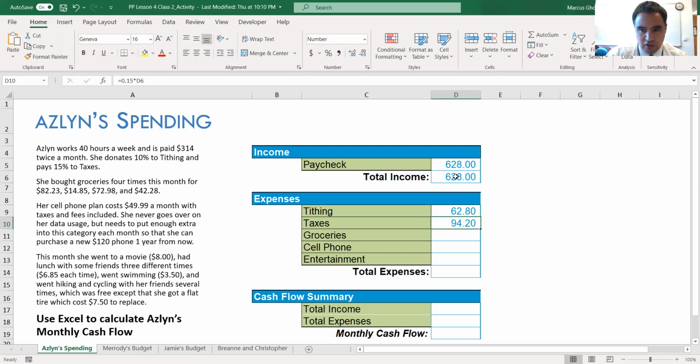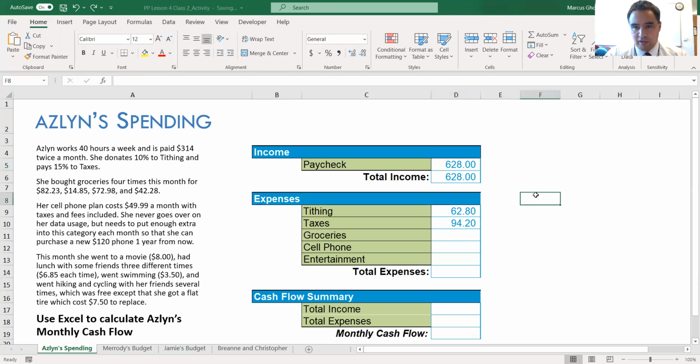Let me go back and show you this again. Let's say she gets that raise to 350 a paycheck. When you put that in there, everything else updates for you. And if you want to undo that, Control Z will do that. So we're back to where we were. So 628, 942.